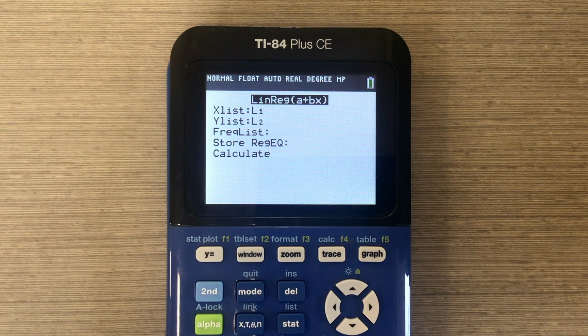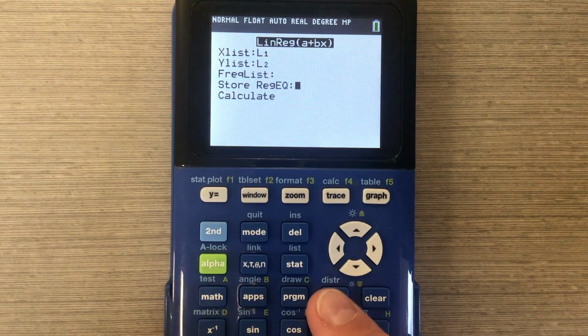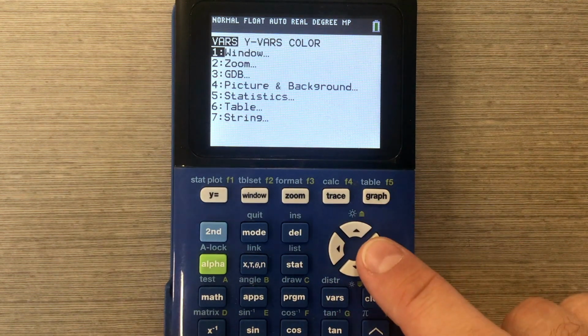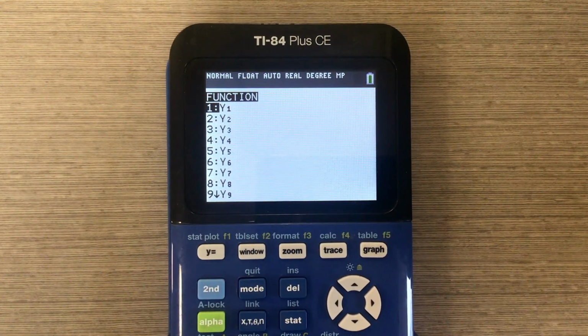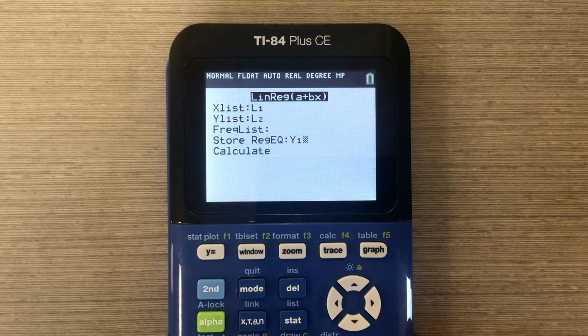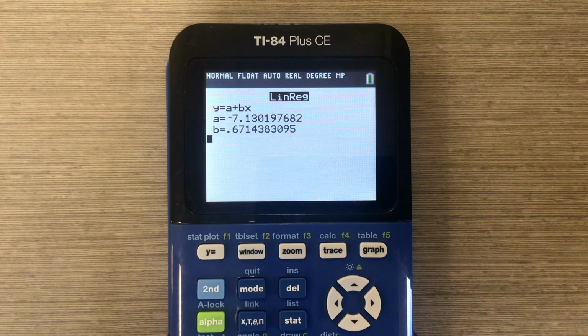Remember, you can store your equation into your Y equals menu, and it'll graph it along with the data if you want. You don't have to, but if you're interested, a quick reminder: go into vars, click over to Y vars, function, and then choose one of the Y's. I'll choose Y1 in this case. It's not necessary, though. It just means it'll store it for us, and then we can hit calculate. Here we have y equals a plus bx, the form we used. A is negative 7.1-ish, and B, my slope, is about 0.67-ish. If yours gave you more information, good.